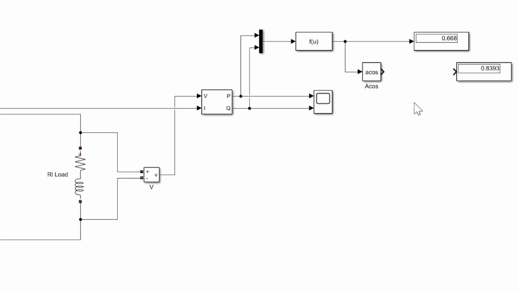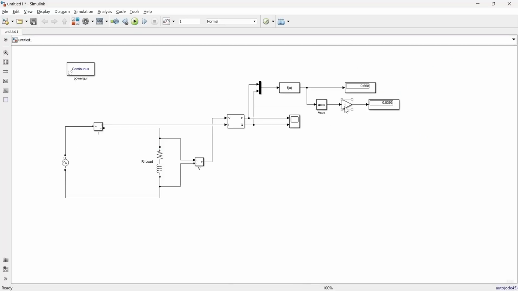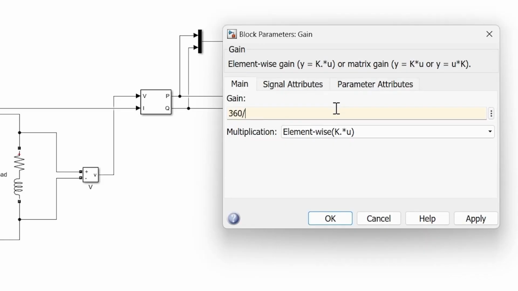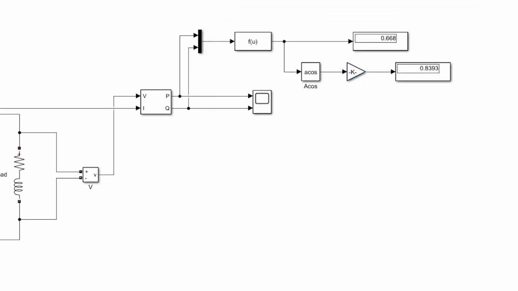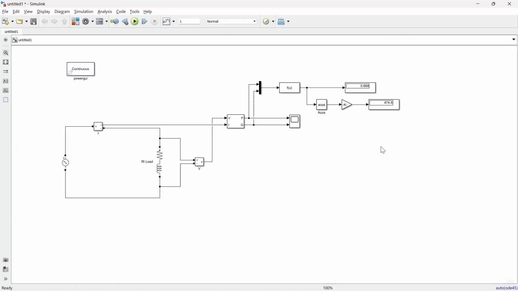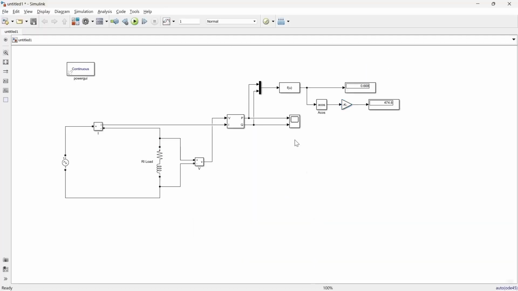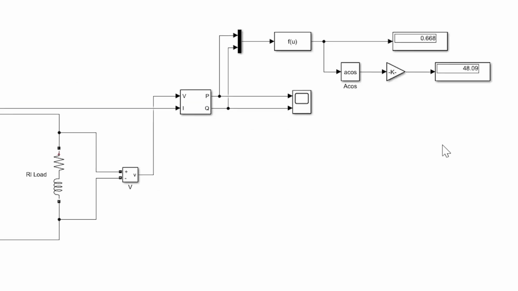So let's remove it. So we have added a gain block. Now in order to convert from radian to degree, you're supposed to multiply it with a gain of 360 by 2 pi. Okay, now let's run. Oh my god, it's 474. It's not the correct answer. Let me open it. Okay, so this is the mistake that I did. I was supposed to make a bracket over here. And now let's run. Okay, so the angle is 48 degree and the power factor is 0.66.